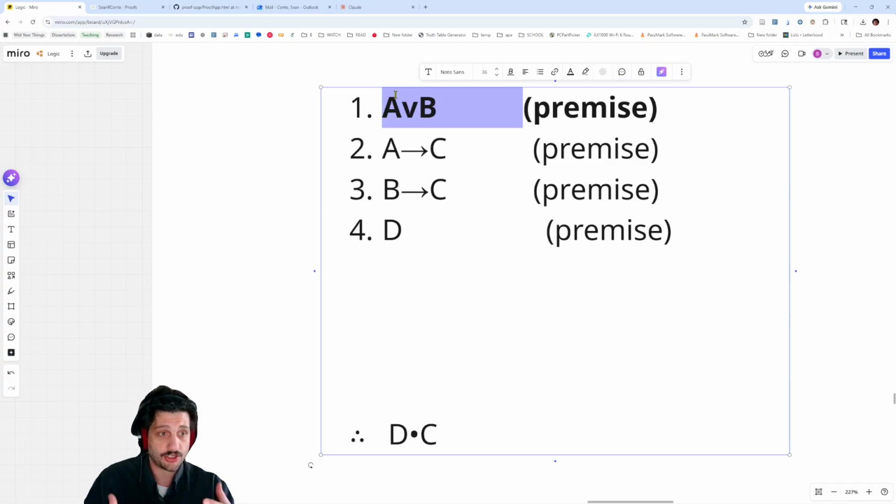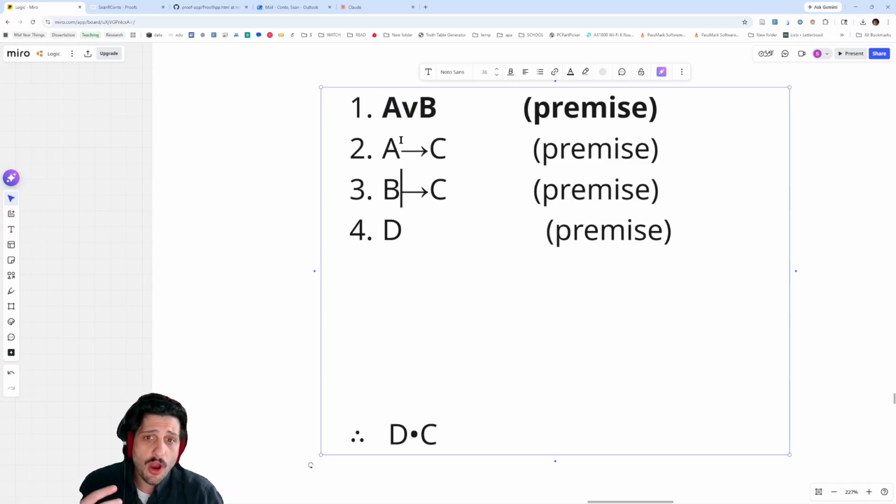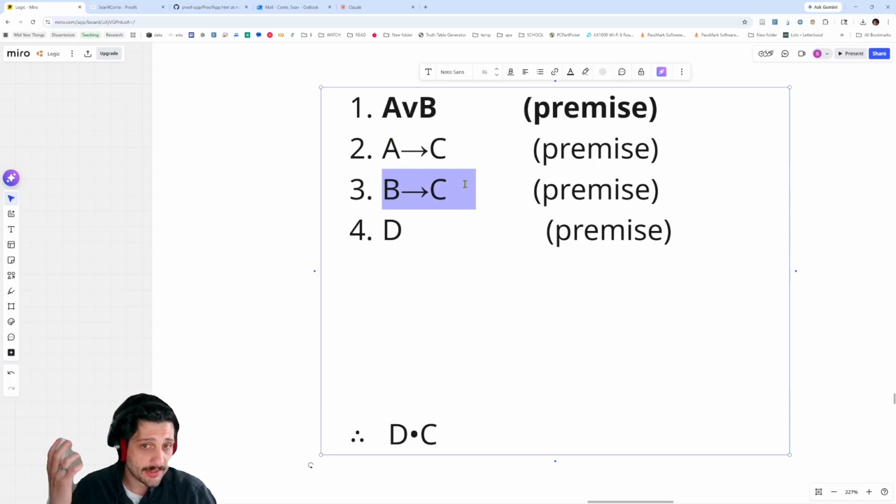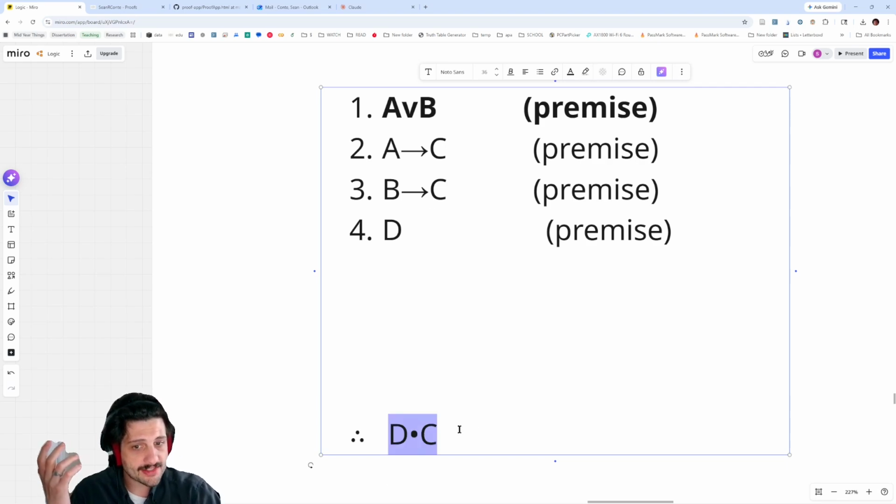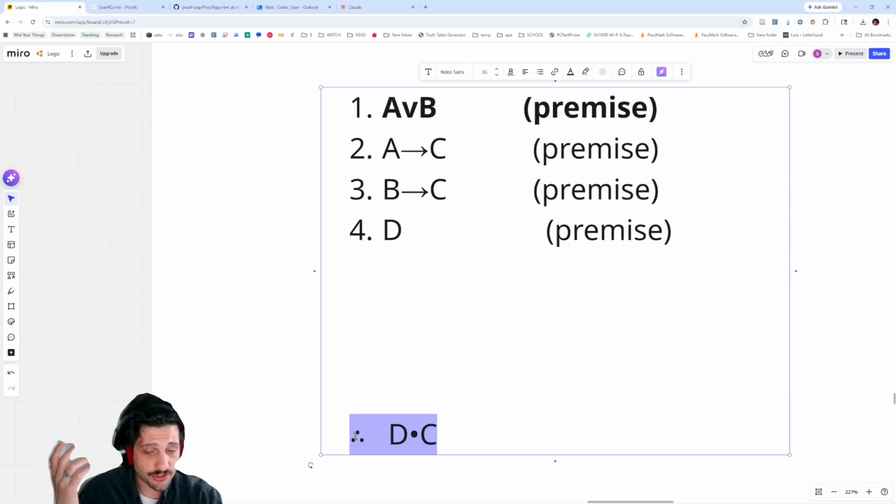We don't know which is true. But we do know that A would lead to C. And we know that B would lead to C. We also know that D is true. So it seems like D and C is going to be true, right?